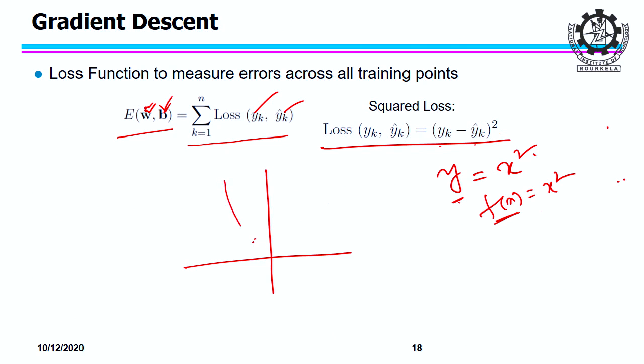So, let us say the value of x is 1, then this will be 1. The value of x is 2, so this will be 4. Similarly, if you put minus 1, it does not change here. If it is minus 2, that also will be 4.